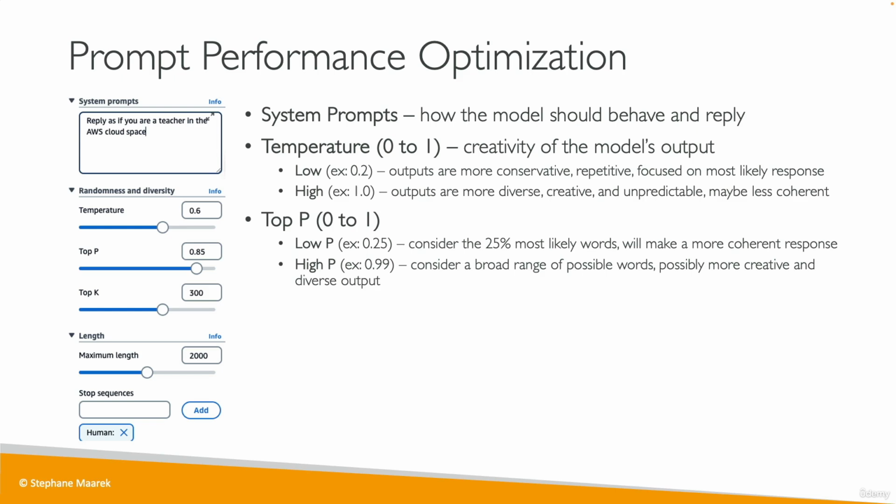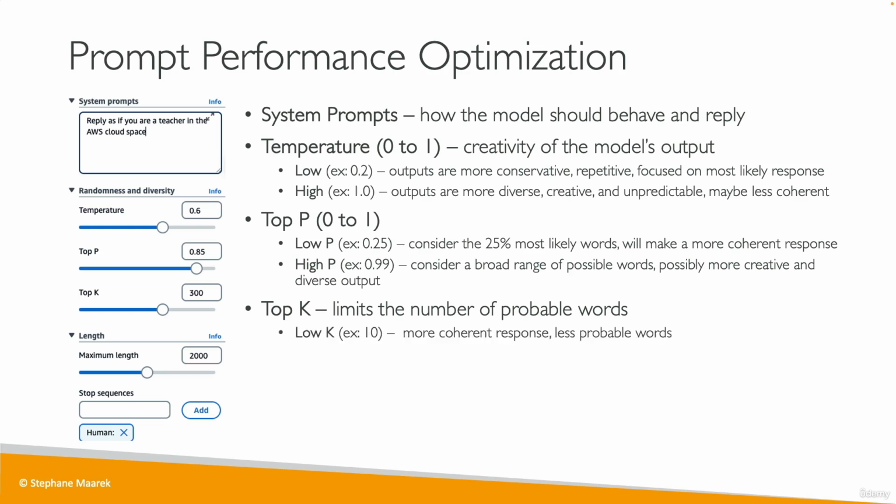As you can see, temperature, top P, and then of course top K and all the rest of these parameters can be used together. Top K is the limit of the number of probable words. While top P considers the most likely words as a distribution, top K is a number. If you have a low K, for example 10, you're going to get the top 10 most probable words, so probably a more coherent response. But if you have a very high K, for example 500, you're going to consider the top 500 words. Therefore, there's a chance, if one of them is selected, that you get a more diverse and more creative answer.